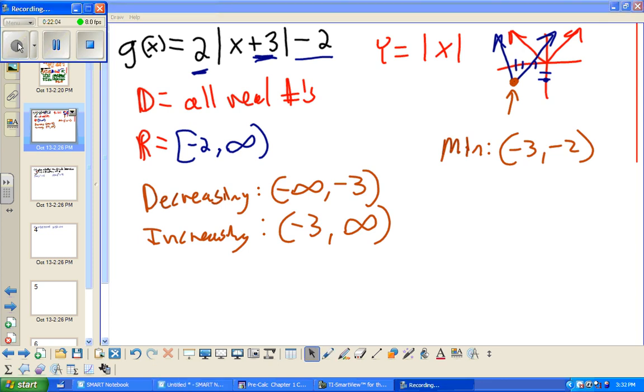We can talk about it being odd, even, or neither. Normally, the absolute value function is an even function because it can be reflected in the y-axis. This one, though, has been shifted to the left, which means it's going to be neither. It does not reflect upon itself when you reflect in the y-axis anymore.